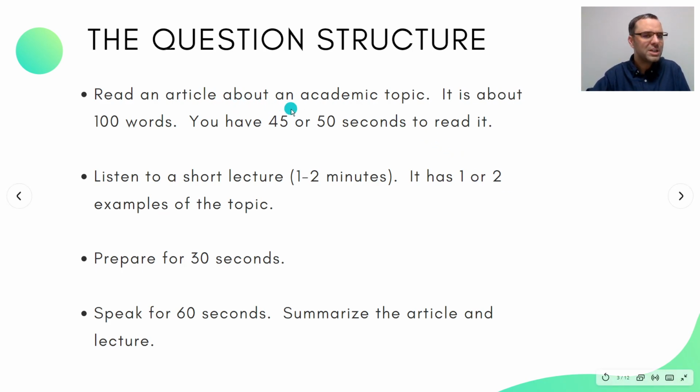So first up, you're going to read an article about an academic topic, and it's going to be about 100 words long, and you'll be given either 45 or 50 seconds to read it. After that, you'll listen to a short lecture on the same topic. It'll be about 1 or 2 minutes, and it will illustrate the topic using either 1 or 2 examples. Next, you'll be given 30 seconds to prepare, and then you'll speak for 1 minute. As you speak, your job will be to summarize the article and the lecture. And just how you can do that is what we're going to be talking about for the next 10 minutes.